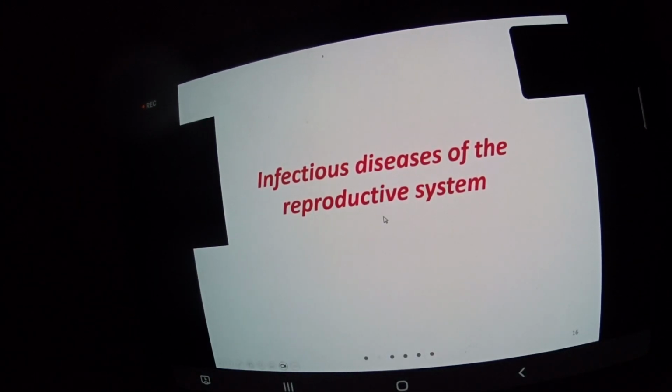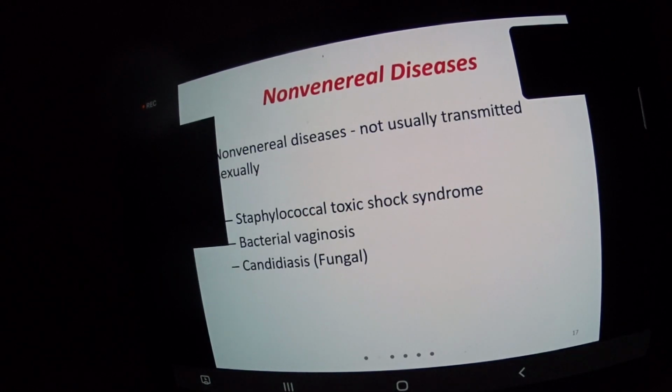All right. Now we're switching to the reproductive system. Again, if you have any questions, anytime, stop me or put it in the chat. I keep looking at the chat to see if there's a question there. Okay, reproductive system. We're going to look at it two ways. Non-venereal diseases, so non-STIs. Non-venereal means not transmitted usually sexually, okay? Versus venereal or STIs. These are types of infections where the main source of transmission is sexual intercourse.